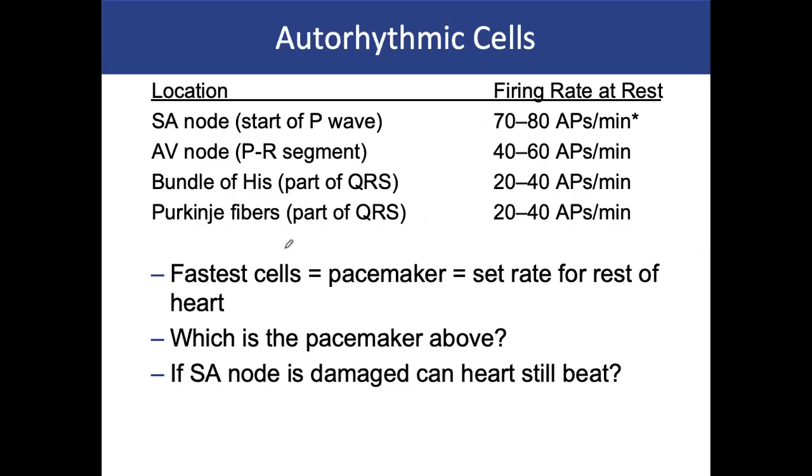How does this work? The fastest cells are going to be the pacemaker for the heart. They're going to set the rate for the rest of the heart. So which one is a pacemaker? Good, your SA node is going to be the pacemaker of your heart in a normal healthy individual. Sometimes the SA node has trouble firing. People can put in a mechanical pacemaker so that it fires and generates action potentials for the heart. They can cardiovert or stop the heart and start it again, or let it start on its own chemically, or they can cardiovert electrically with paddles. If the SA node is damaged, though, what takes over as pacemaker of the heart?